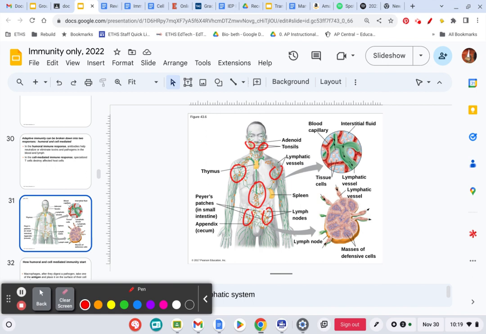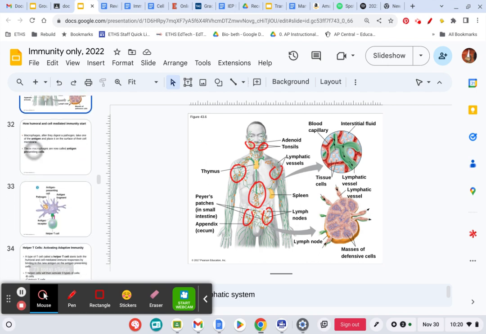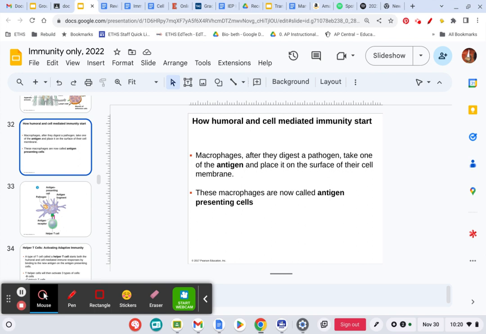And that's why you can feel those. You can palpitate those. It's the fancy way of saying feel. And you can find out whether or not someone has an infection based on palpitating those lymph nodes. That would be part of the humoral response, right? Not the cell-mediated, but the humoral. So let's talk how this all starts.